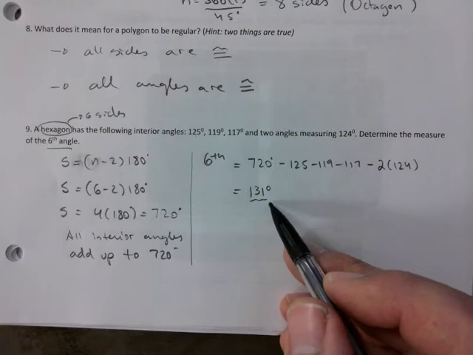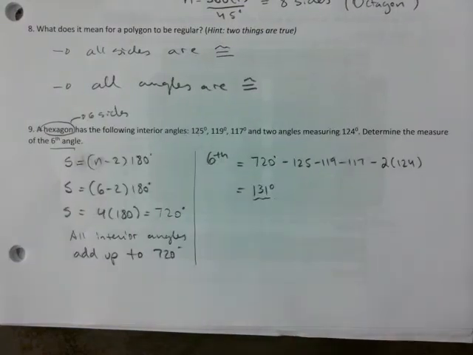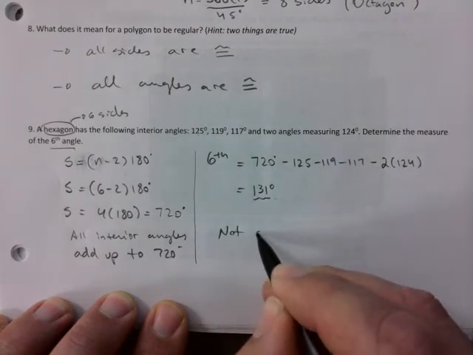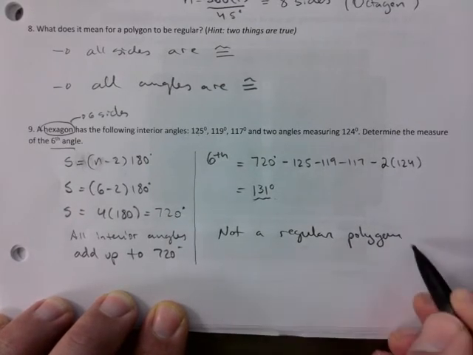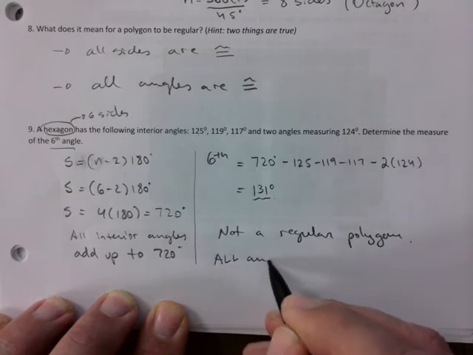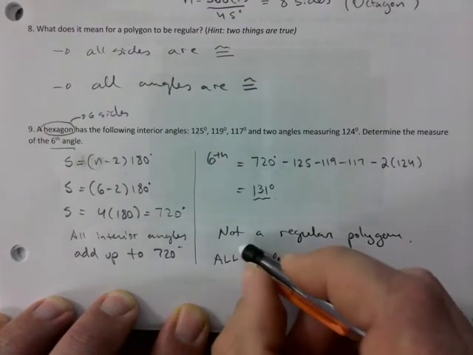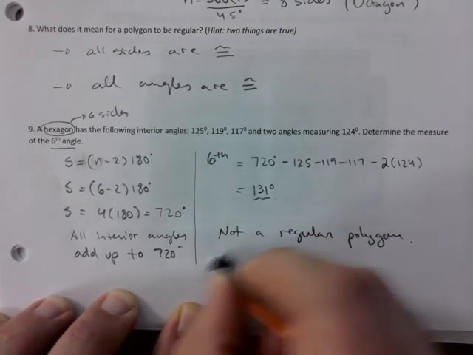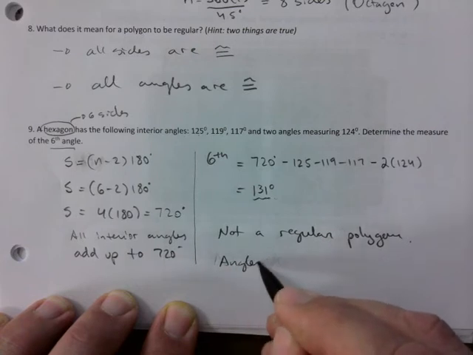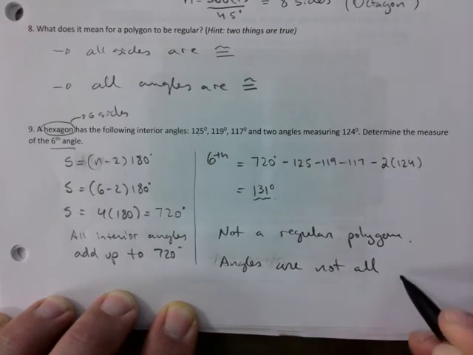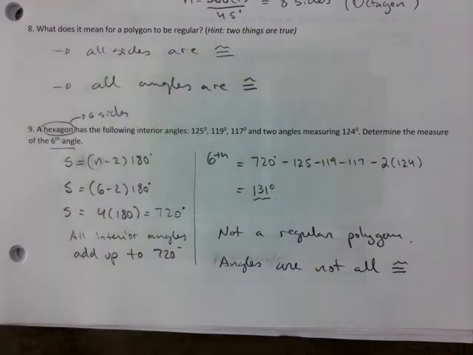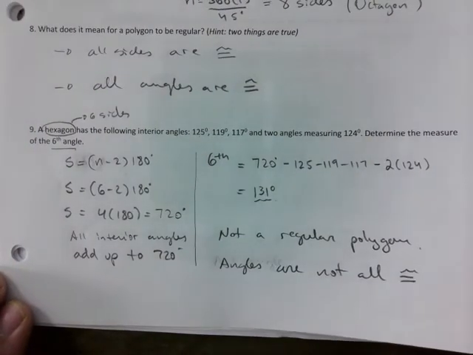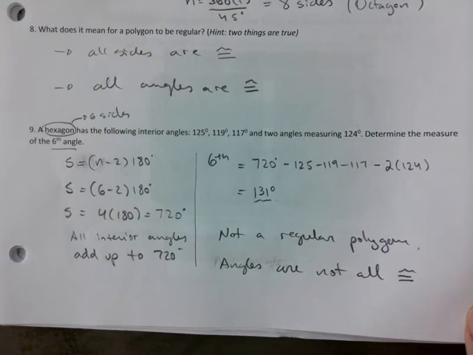Question, is this a regular polygon? So not regular, right? They're all different. Not a regular polygon, right? And this is the answer. Angles are not all congruent, right? And we can therefore make already an assumption that the sides will also not be congruent. So that's your sixth angle right there.